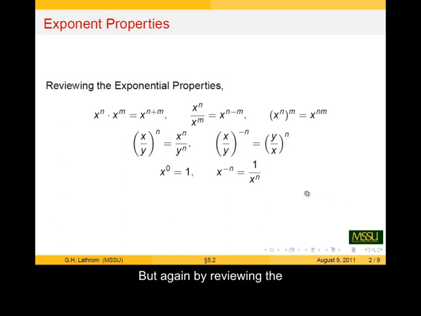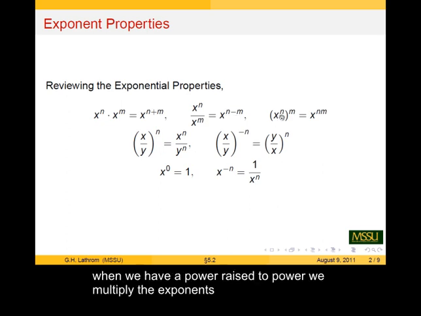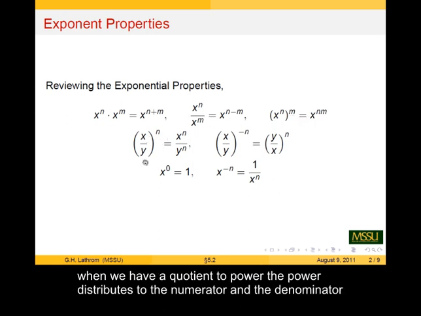Let's begin by reviewing the properties of exponents. First, we have multiplying like bases. We add the exponents. Dividing like bases, we subtract the exponents. When we have a power raised to a power, we multiply the exponents. When we have a quotient to a power, the power distributes to the numerator and to the denominator.